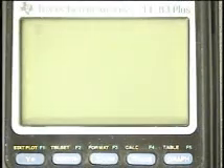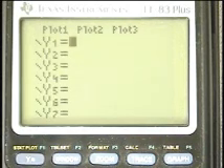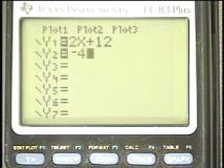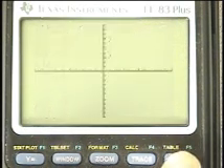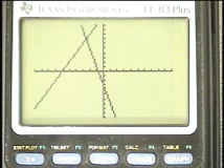Let's turn our calculator on. We're going to press the Y= button so that we can input our two equations. We'll input 2x plus 12 for the first one, and negative 4x minus 3 for the second. And then we want the calculator to graph these for us. There's our first equation, y equals 2x plus 12. There's our second equation, y equals negative 4x minus 3.